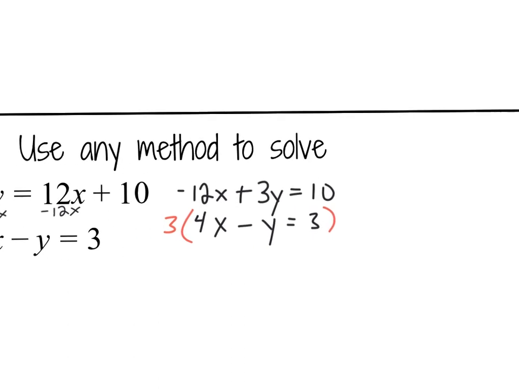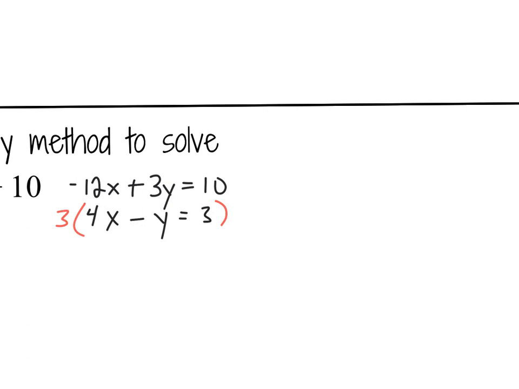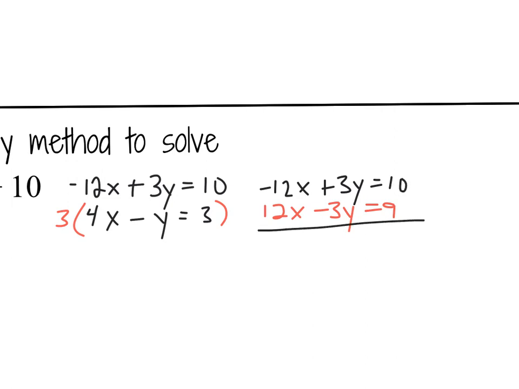So if we then multiply through, of course the top one remains the same. The bottom one, however, is going to turn into 12x minus 3y equal to 9. And the top one, negative 12x plus 3y equal to 10. And when we go about combining these, negative 12x plus 12x, 0, they cancel out. Then we have 3y minus 3y, they cancel out as well.